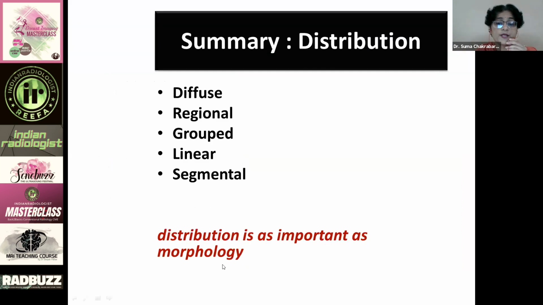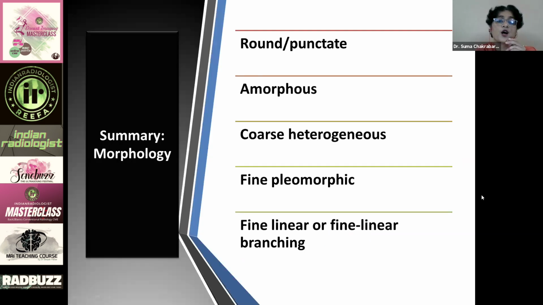So we come to the end of the quiz, and I'm just going to leave you with 2 or 3 summary slides. Distribution: diffuse, regional, grouped, linear, segmental. Diffuse is the most favorable, and segmental and linear are the least favorable in terms of distribution. Morphology: round and punctate is the most favorable, whereas fine linear or fine linear branching is the least favorable type of calcification that we see on mammograms.